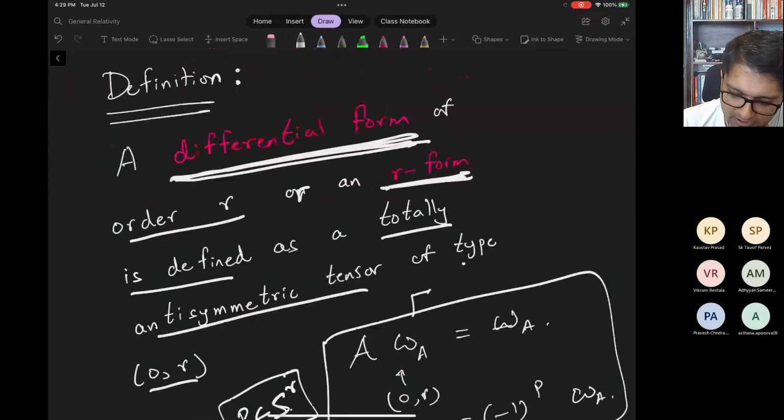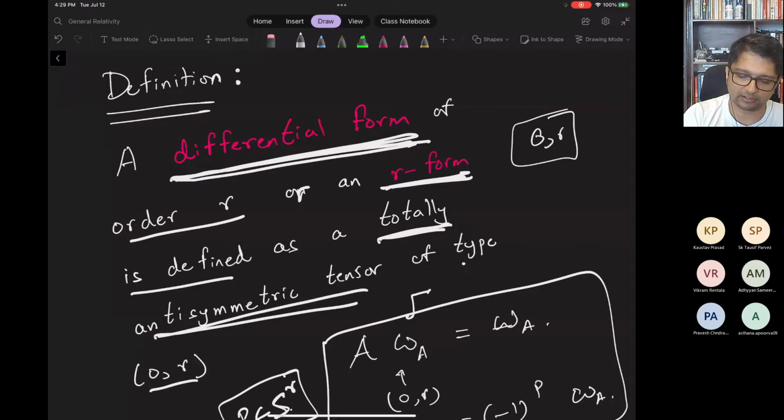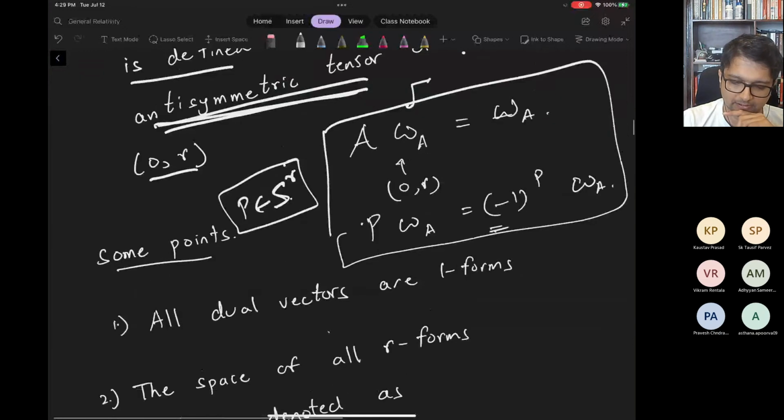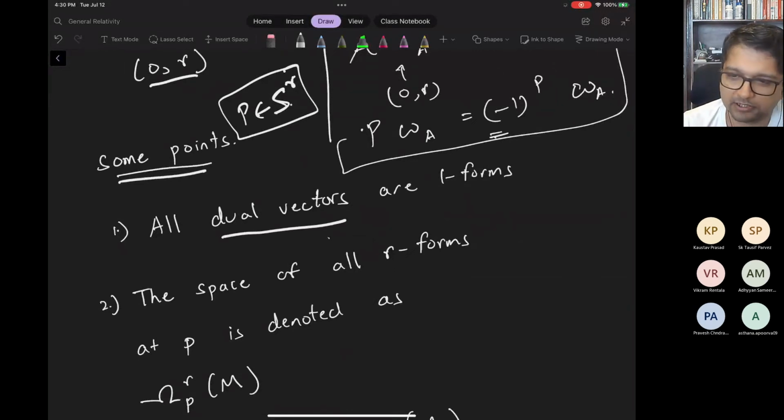Okay, so such objects. Instead of taking all possible 0R tensors, we're considering a subclass of them, a subset of them, which are totally anti-symmetric. That is, in terms of components, they're anti-symmetric in any pair of indices. Let me just tell you some points that follow from this definition. The first thing is all dual vectors are automatically one forms, right? Because there's nothing to permute. There's only one object. So if you permute it, you'll get back the same object. So every dual vector is a one form.